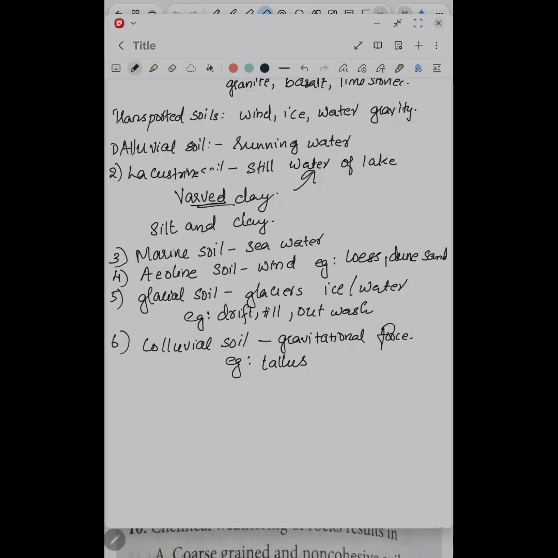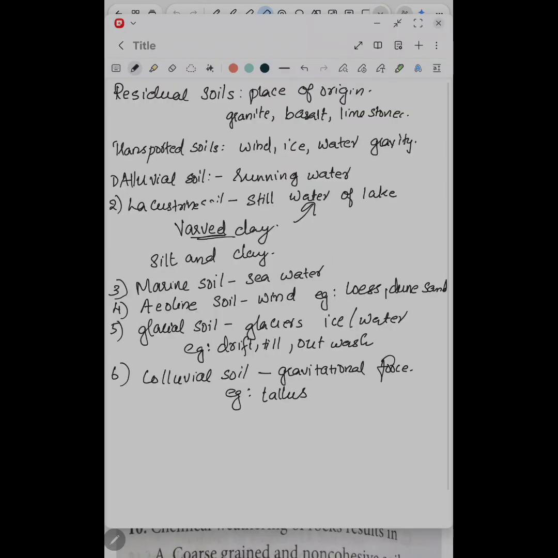So here we see residual soils and transported soils. Residual soils, we can see at the place of origin itself. So example for residual soil is soils formed from rocks like granite, basalt, limestone, etc. Then next one is transported soils. These are the soils that get transported from their parent location to a new location with the help of ice, wind, water or gravity. Then different types of soils come under this transported soil based on the agents that they carry. So first one is alluvial soil.